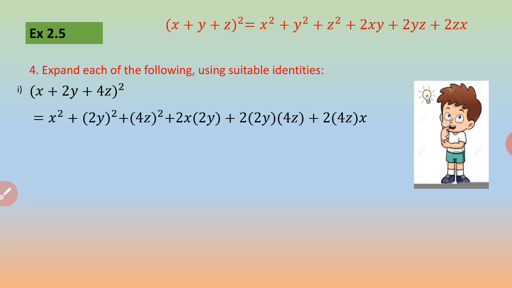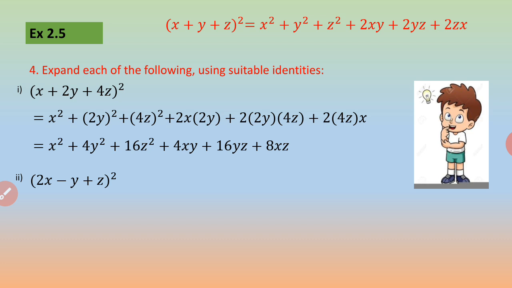Next term is 4z whole square, then plus 2 into x into 2y. Y is now 2y. Then it is plus 2 into 2y 4z. So corresponding changes are done. Plus 2 into z becomes 4z and x remains x. Now you have to just do the squarings and the multiplications and you get the answer. So this is your final answer. One more example.